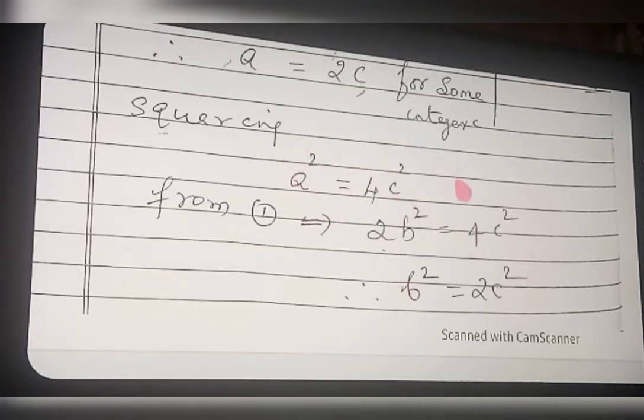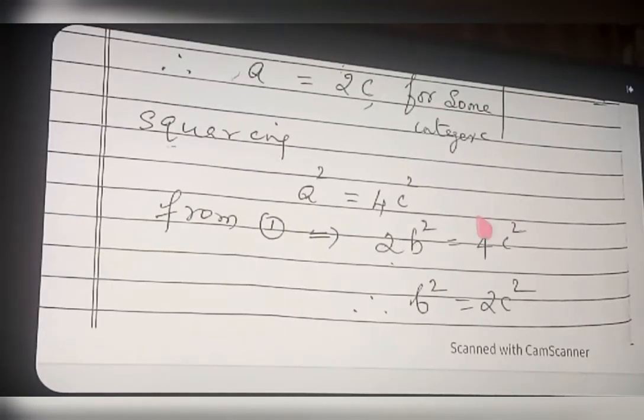So in this equation, a square is equal to 4c square now. Here in the place of a square, what did I write? 2b square. 2b square is equal to 4c square. Now here 2 and here 2 are common. Cancel them. Cancelling, what did you get? b square is equal to 2c square. Clear? b square is equal to 2c square.